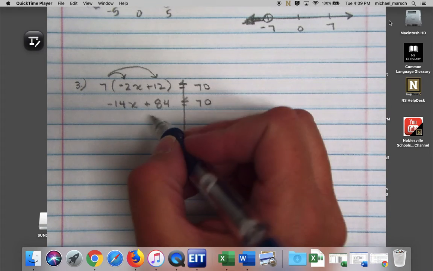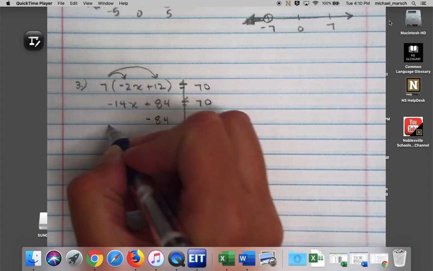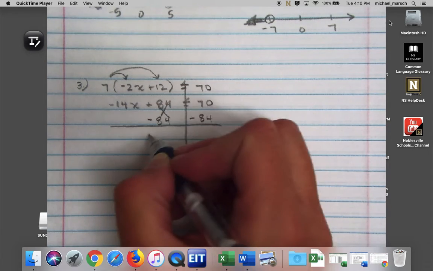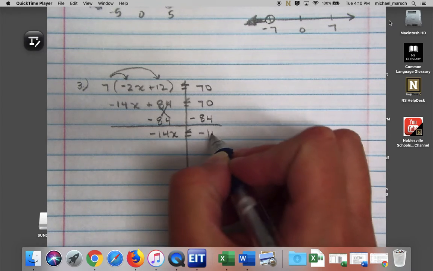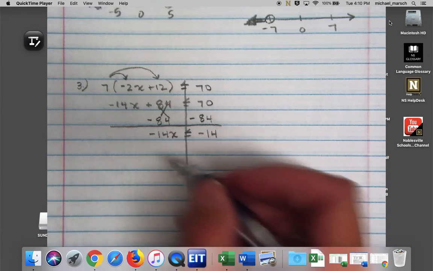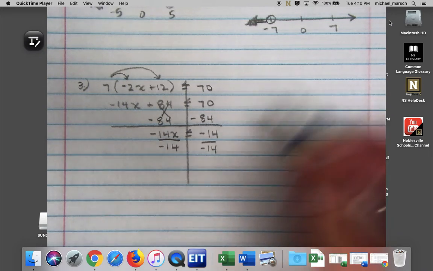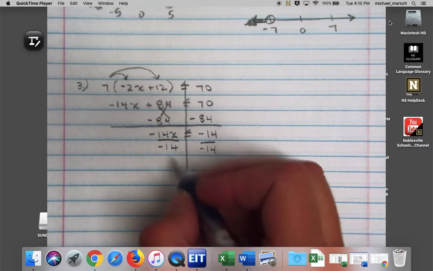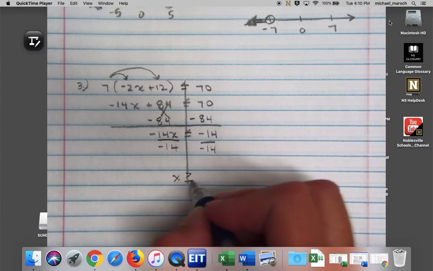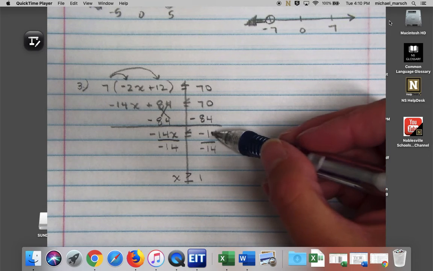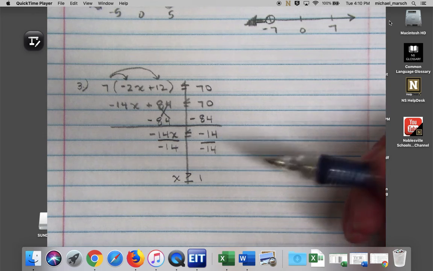Now I've got a two-stepper. So I'm going to subtract 84 from both sides. Using my inverse operations, now I have negative 14x less than or equal to negative 14. Oh, I'm dividing by a negative again. So if you go back up here and look at your notes, when you divide by a negative, you have to flip your sign. So I'm going from less than or equal to to greater than or equal to, because a negative divided by a negative is a positive.